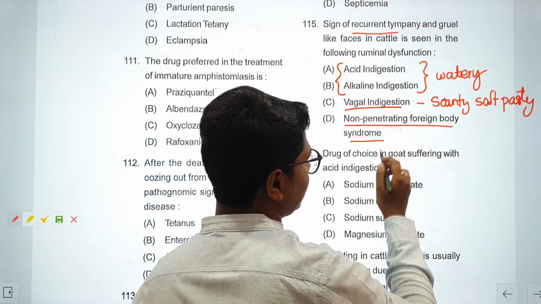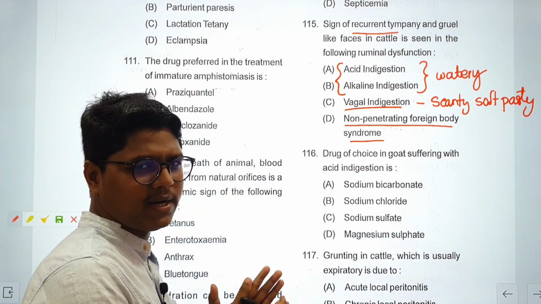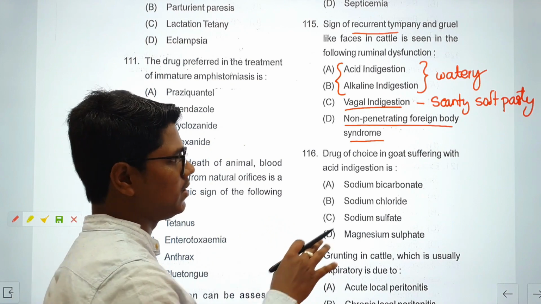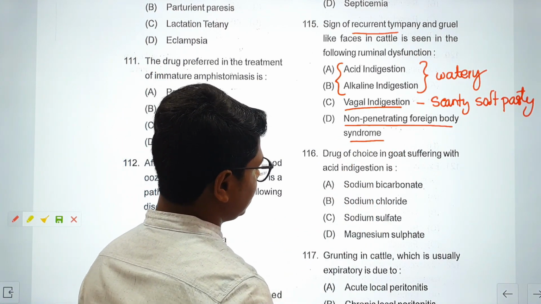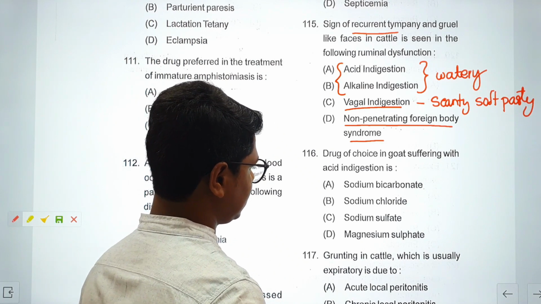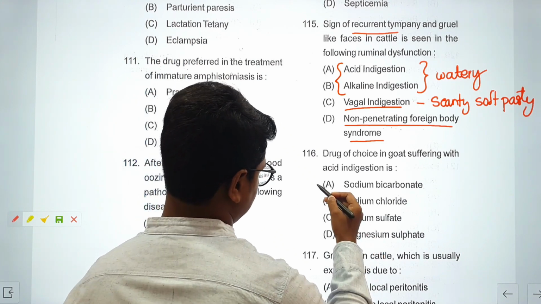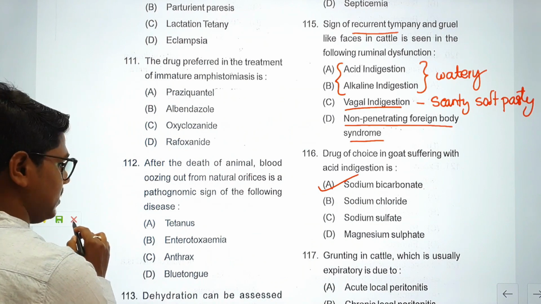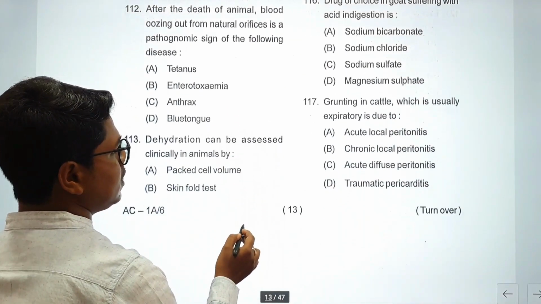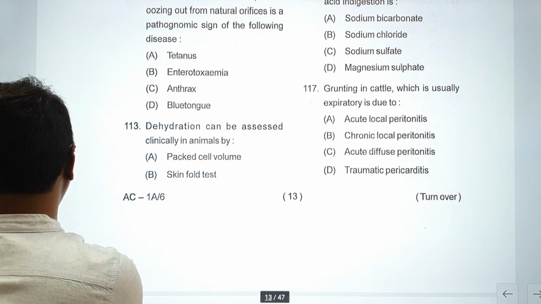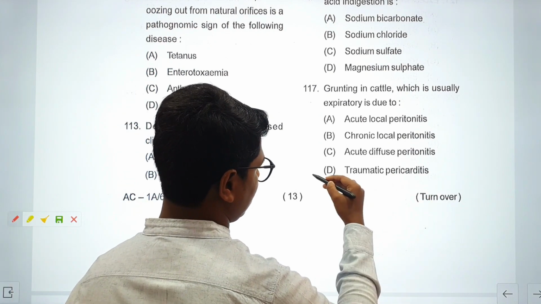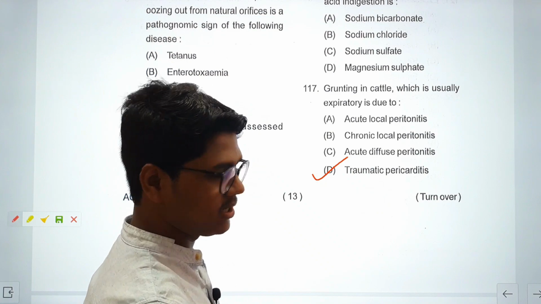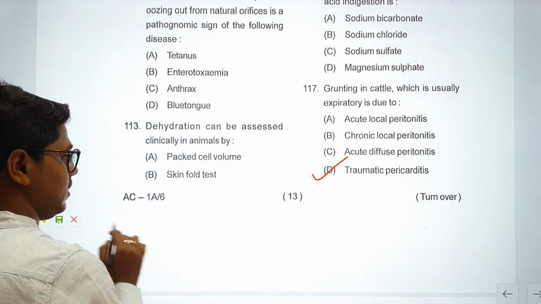Answer is non-penetrating foreign body syndrome. I have already made a video regarding ruminotomy. Here I explained why there is recurrent tympany. Drug of choice in goats suffering with acid indigestion is sodium bicarbonate, intravenous sodium bicarbonate. Grunting in cattle, which is usually expiratory, is traumatic reticulopericarditis, not exactly traumatic pericarditis, traumatic reticulopericarditis.